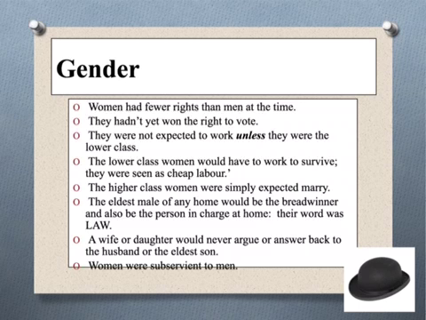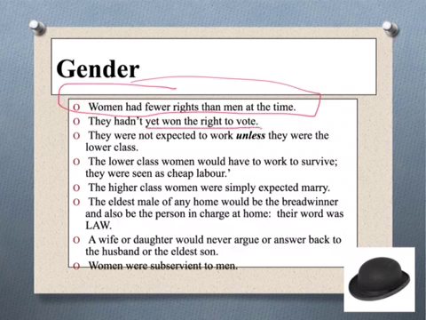Okay, so we move on to a section that is particularly significant to your essay. We're looking at gender. A few obvious things to make. Even women like Mrs. Birling and Sheila, even though they come from wealthy and powerful families, they still had fewer rights than men at the time. They hadn't yet won the right to vote. They were not expected to work unless they were of the lower class.